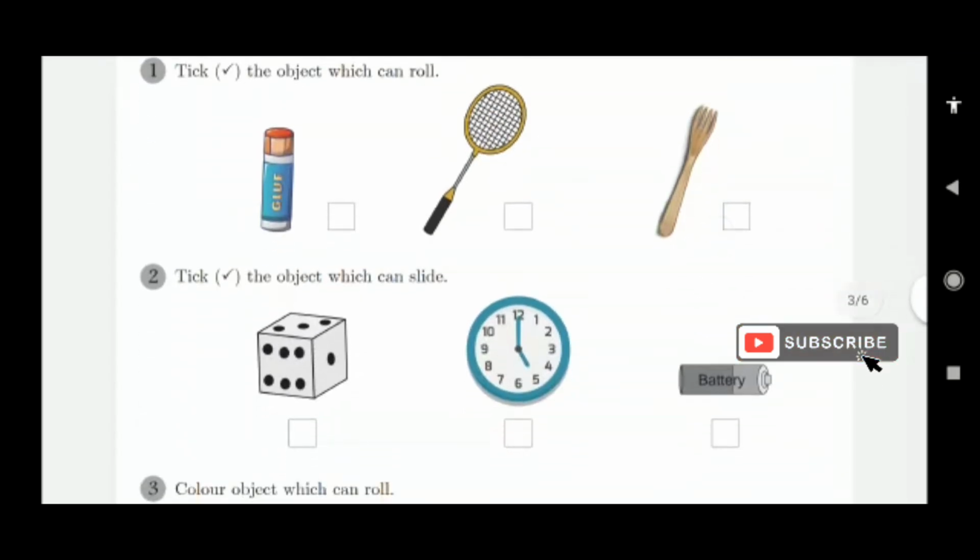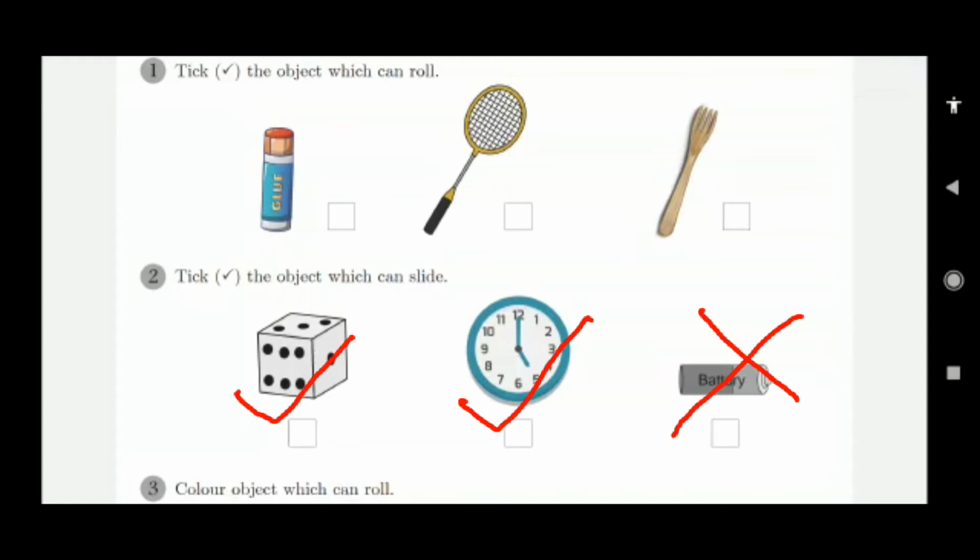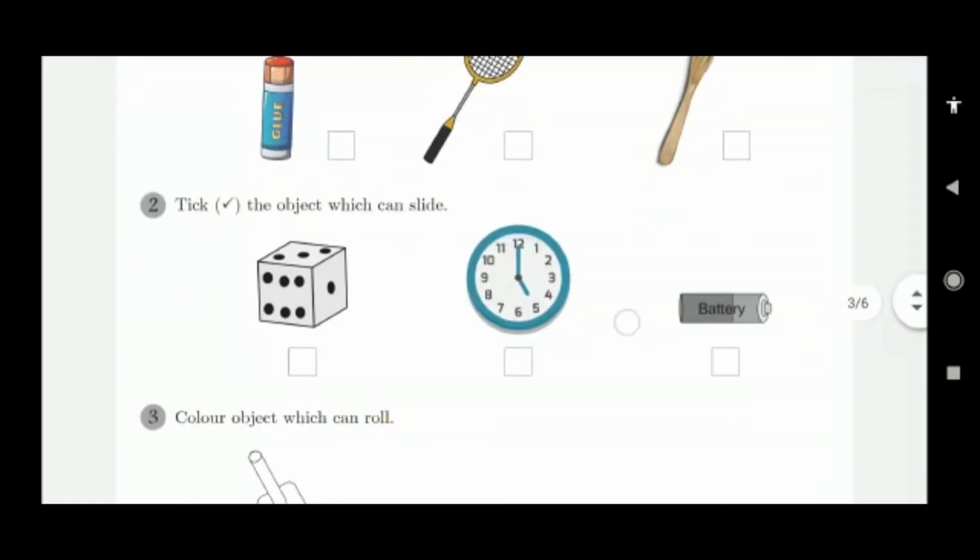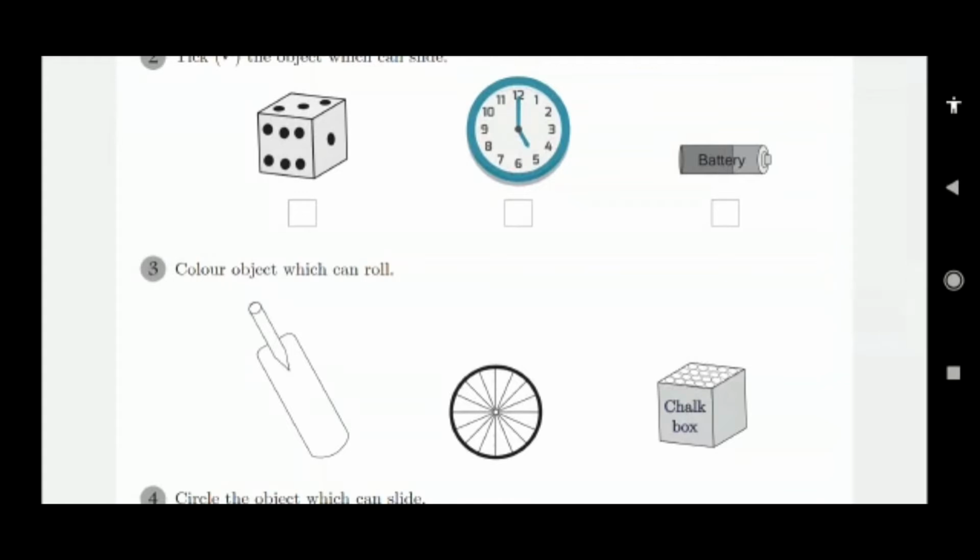Then second one, tick right on the object which can slide. Which can slide means first one can slide. Clock also will slide. On these two, put right. But battery it rolls. So it is wrong. Third one, color the object which can roll.